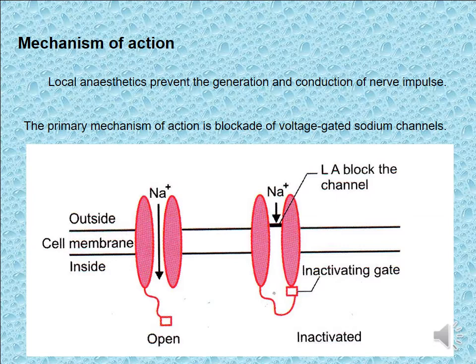The mechanism of action of local anesthesia. Local anesthetic prevents the generation and conduction of nerve impulse. So when the impulse formation stops, we cannot travel this impulse to the brain and not have any sensation present. The primary mechanism of action is blockage of voltage-gated sodium channel. We have got sodium channel in the axon of the nerve fiber. So when blocked by local anesthetic solution drug, there is no transmission of sodium from outside to inside, so no formation of any impulse.